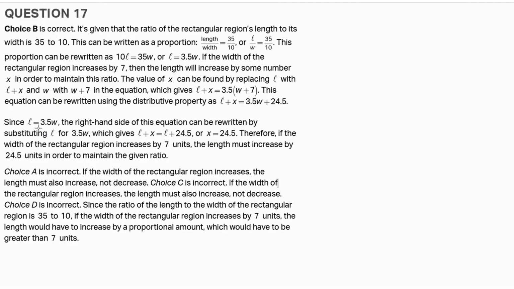And since the length is equal to 3.5 times the width, the right-hand side of this equation can be rewritten by substituting L for 3.5 times the width, which gives length plus x is equal to length plus 24.5, or x equals 24.5. Therefore, if the width of the rectangular region increases by 7 units, the length must increase by 24.5 units in order to maintain the given ratio. So yeah, that works. That is correct.